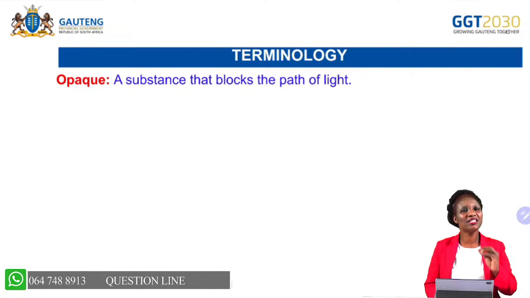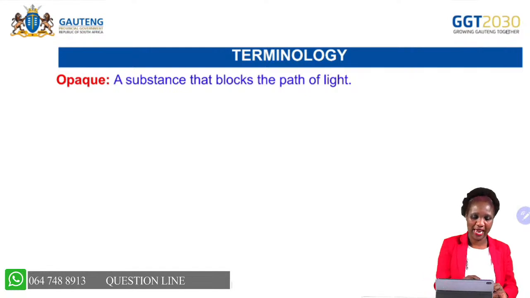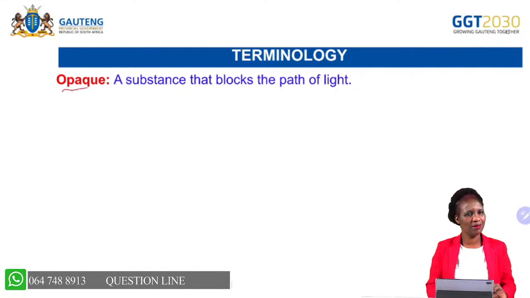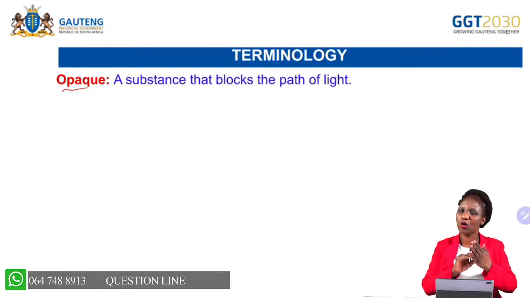Therefore, we need to define these words so that it will be easy for us to understand the lesson. All right, let's define the words together. We've got opaque. What does the word opaque mean? Grade 8. All right. Opaque means a substance that blocks the path of light. It blocks the path of light.